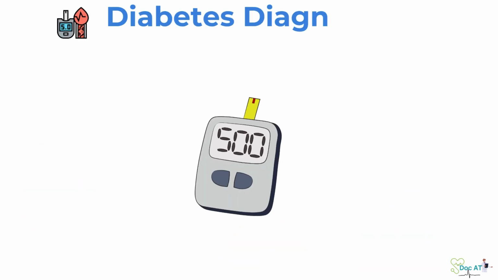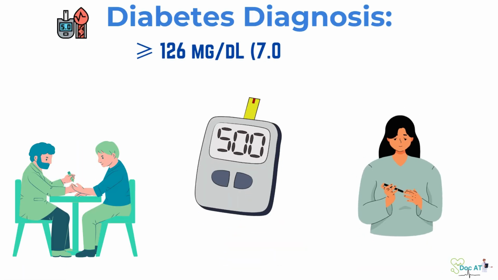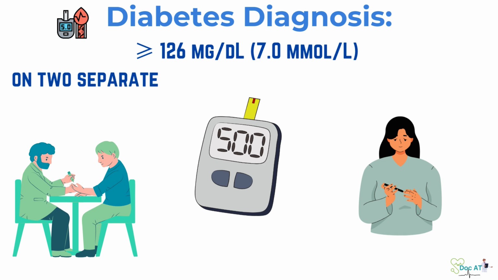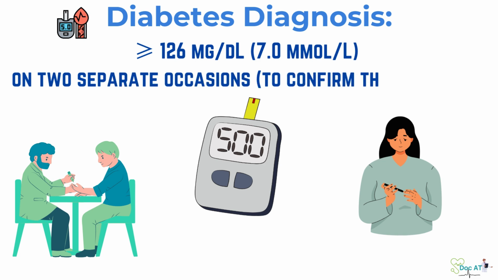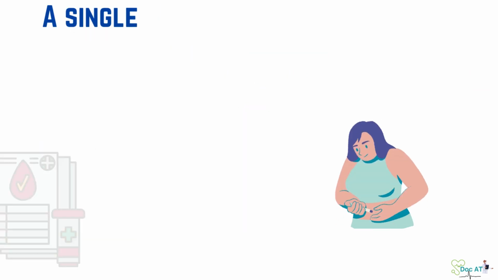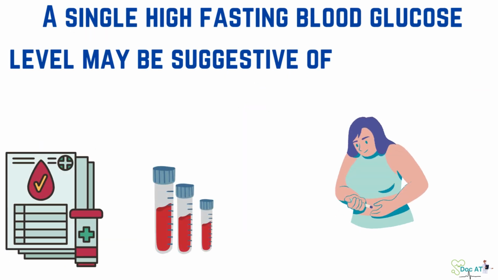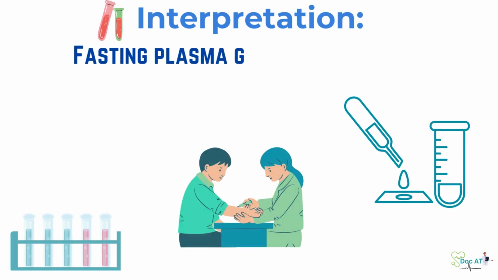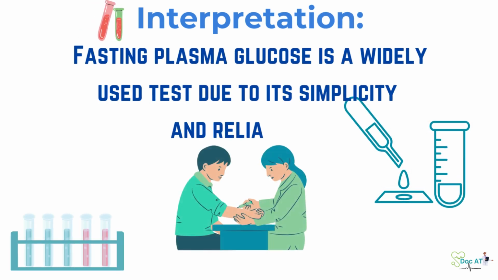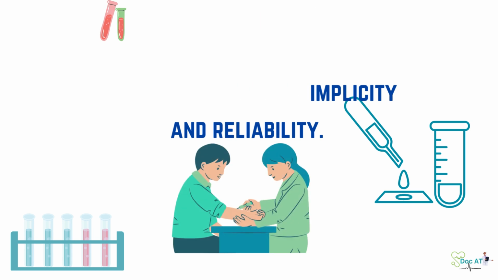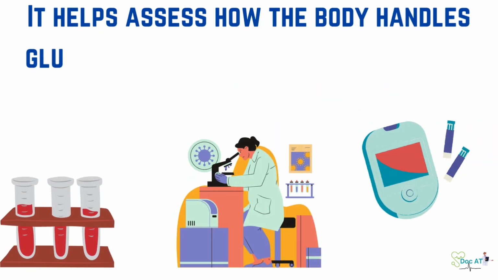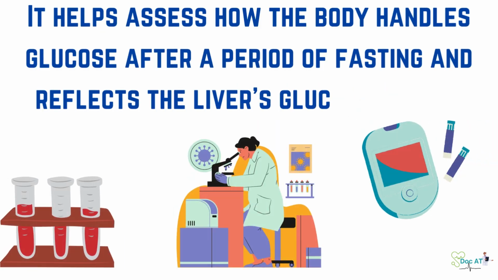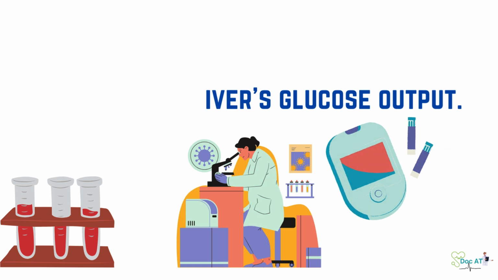Diabetes diagnosis, greater than or equal to 126 milligrams per dl, 7.0 millimoles per liter, on 2 separate occasions to confirm the diagnosis. A single high fasting blood glucose level may be suggestive of diabetes, but needs to be confirmed by retesting on another day. Interpretation. Fasting plasma glucose is a widely used test due to its simplicity and reliability. It helps assess how the body handles glucose after a period of fasting and reflects the liver's glucose output.